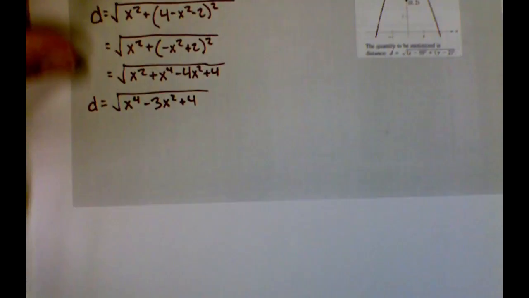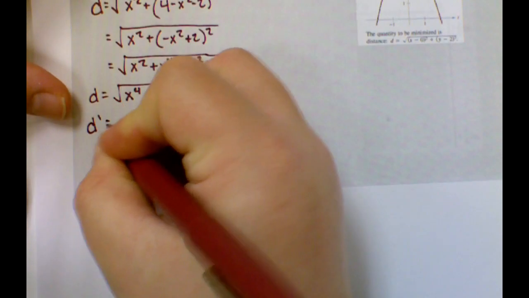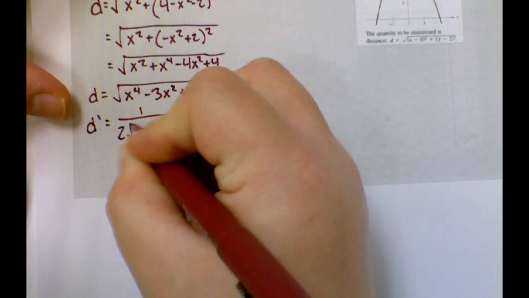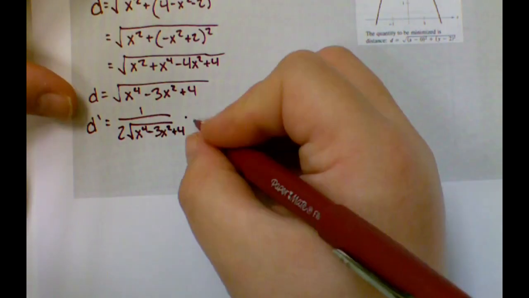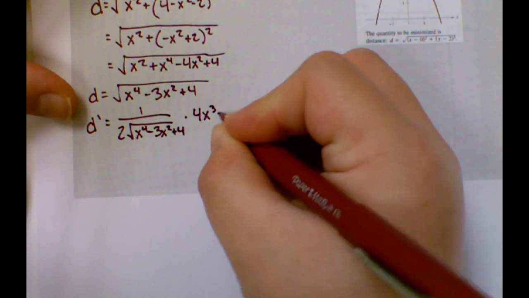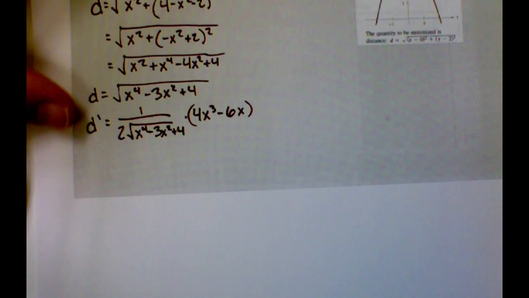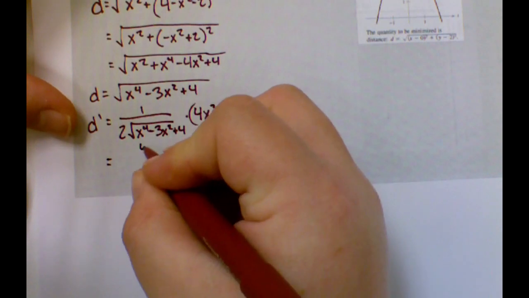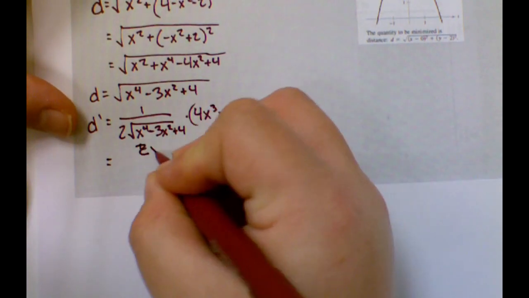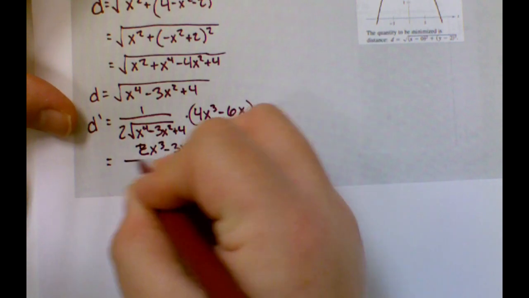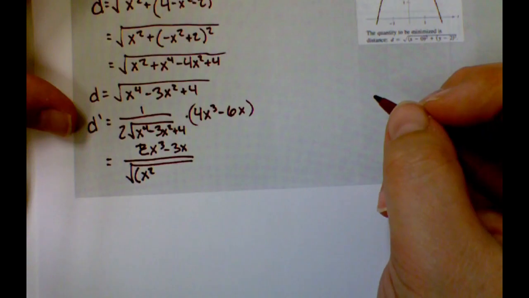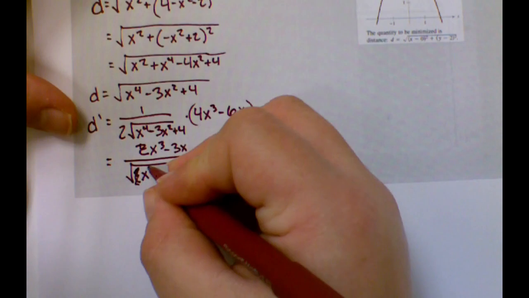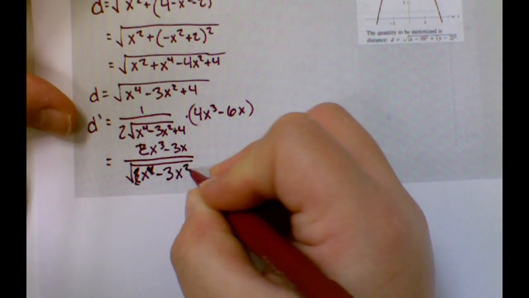Now, to find the minimum value, I'm going to take the derivative, which is 1 over 2 square root of all that, times the derivative of the inside, which is 4x cubed minus 6x. Let's simplify this a little more. I'm actually going to divide that 2 out, so I get 2x cubed minus 3x. And in the bottom, I'm going to factor this x squared. Just kidding, that doesn't factor. x to the 4th power minus 3x squared plus 4.